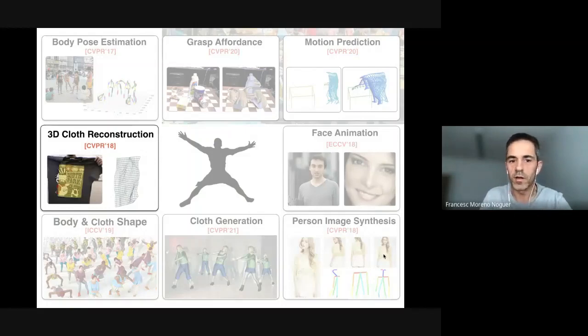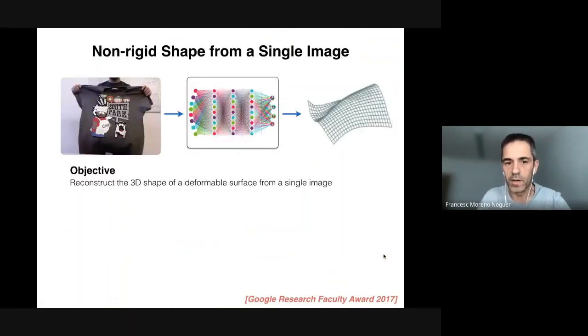This is on 3D cloth reconstruction. First, let me define clearly what the goal was. We had an input image of a cloth or a deformable object in general. It doesn't necessarily need to be a cloth. And we wanted to train a network that estimates a very accurate 3D mesh of this deformable object.